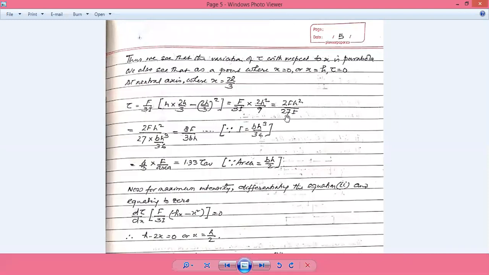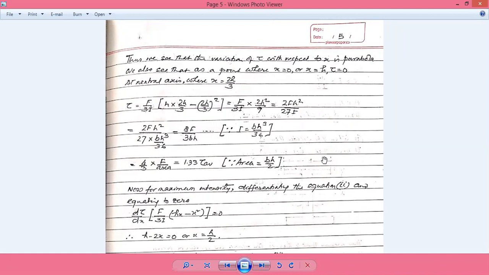Now, I is the moment of inertia. If we put the value of the moment of inertia of a triangle here, which is equal to bh cubed by 36, then this equation will reduce to 8F by 3bh. So tau can be represented by the shear force acting over this section, the width of the base of the triangular beam, and the height of the triangular beam. This tau equal to 8F by 3bh is the equation for the shear stress acting over a triangular section.